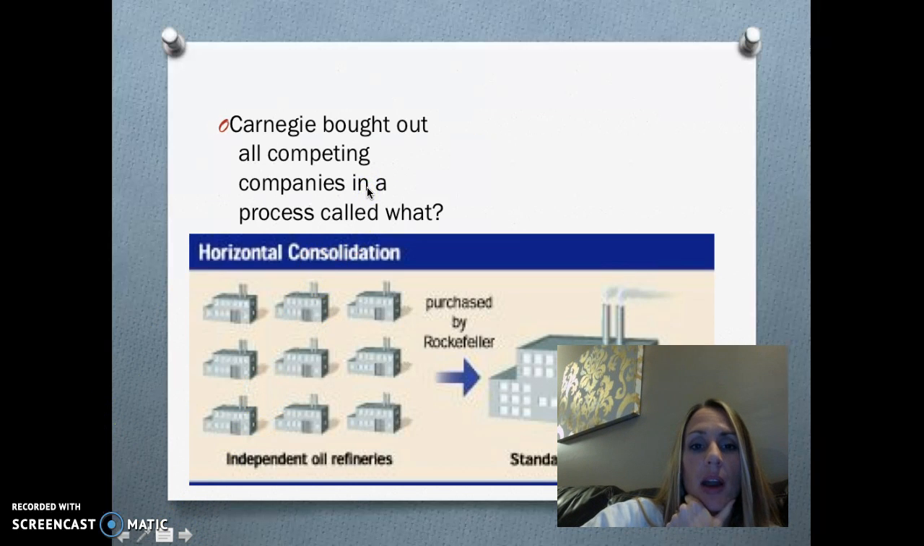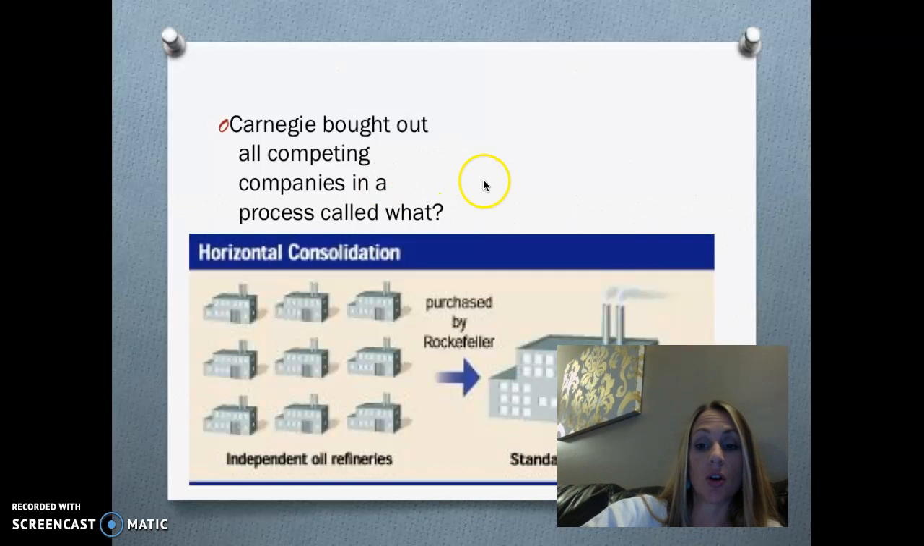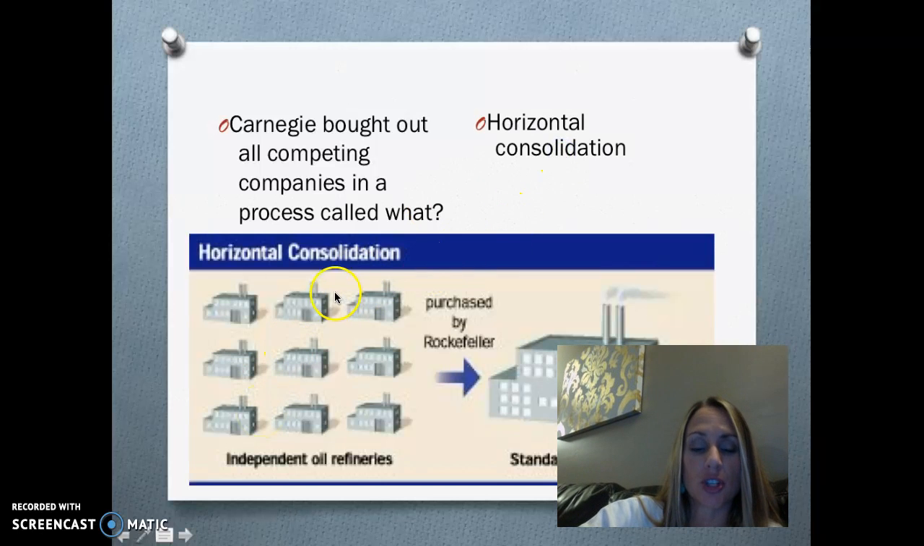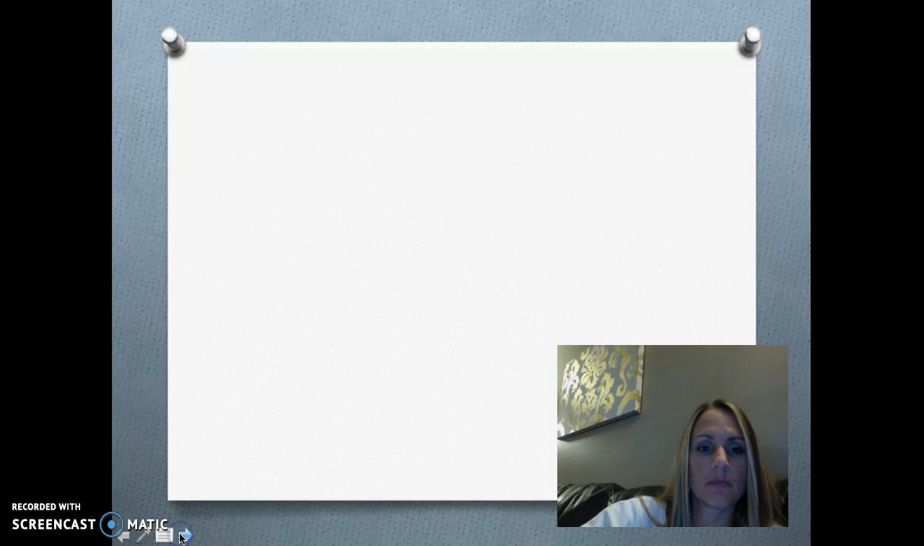All right, Carnegie bought out all competing companies in a process called what? That would be horizontal consolidation. The pixels got a little messed up here. But they're showing you here independent oil refineries. All of them were purchased by Rockefeller. He has one big Standard Oil company. So there's no competition in a system like that.